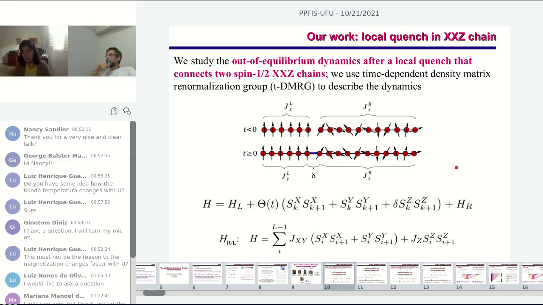So the goal of this work, I should have said before, is that since one of the chains was prepared in a magnetic phase, we wanted to know what happens to the second chain, which was in a paramagnetic phase, after the quench, after we connected them. Since we have a magnetization in the left chain, what does this magnetization cause in the right chain after the quench? This was our goal.